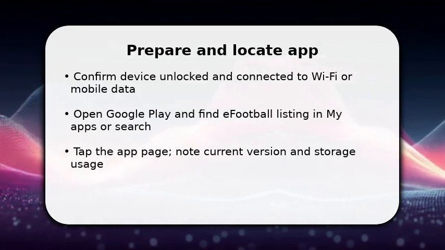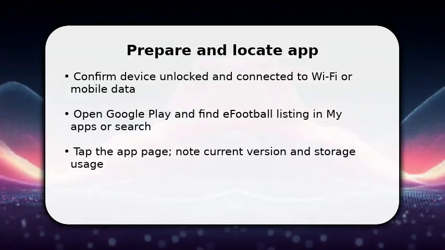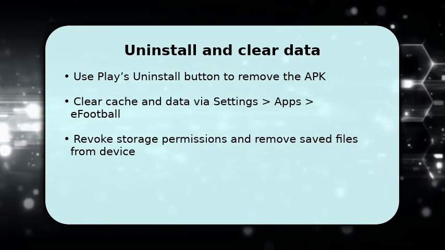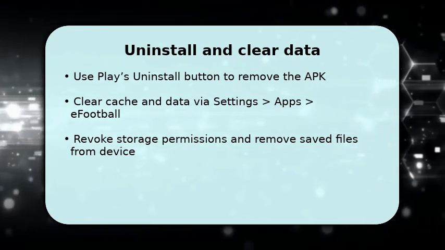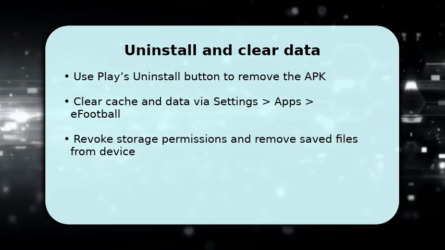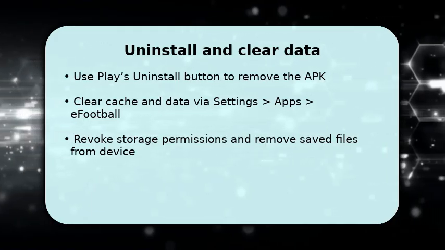Now prepare to uninstall and clear associated data before removal. Tap Uninstall in Google Play and confirm. This removes the app package, but not always saved files. Next, go to Settings, Apps, select eFootball, then Storage, and clear cache and clear data to remove leftovers. This frees space and prevents auto-restore.